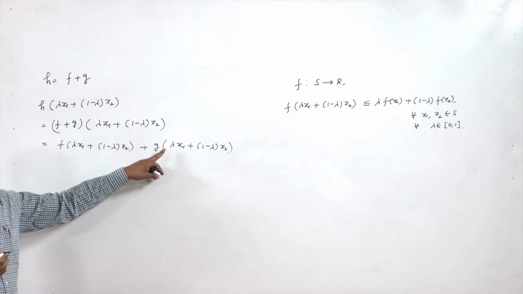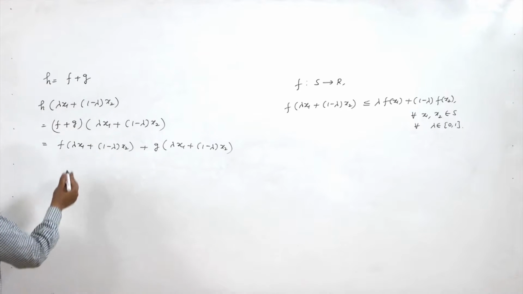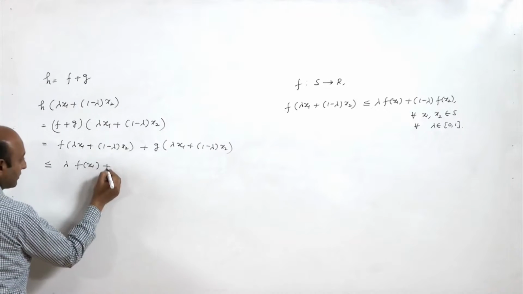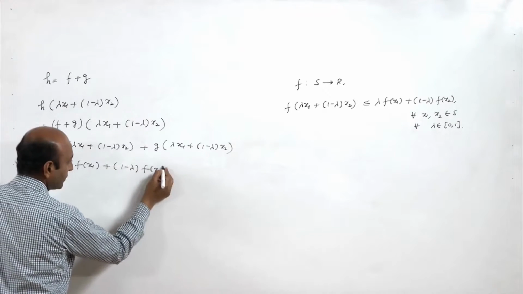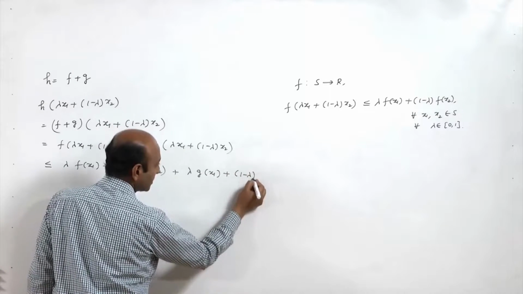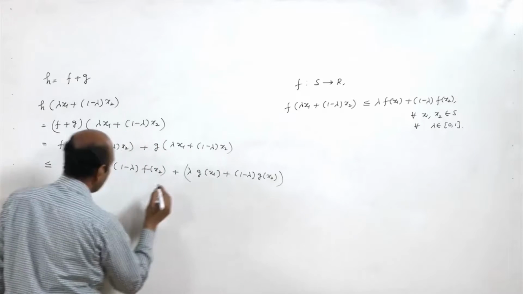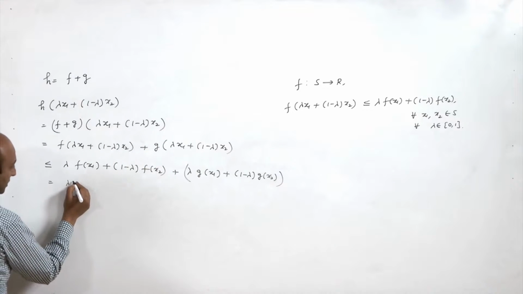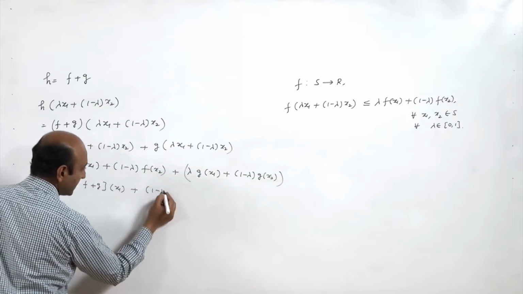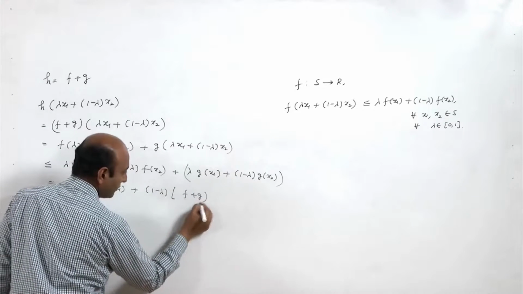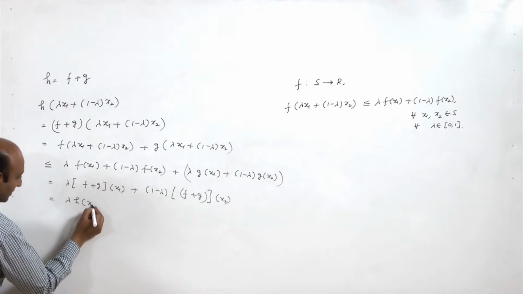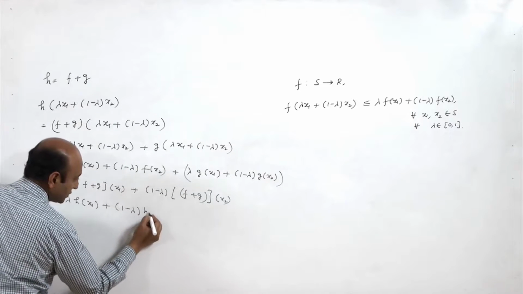Now, f and g both are convex, it is given to us. So, since both are convex, by the definition these are less than or equal to lambda f(x1) plus 1 minus lambda f(x2) plus lambda g(x1) plus 1 minus lambda g(x2), and this is equal to lambda times f plus g of x1 plus 1 minus lambda times f plus g of x2, and this is nothing but lambda h of x1 plus 1 minus lambda h of x2.